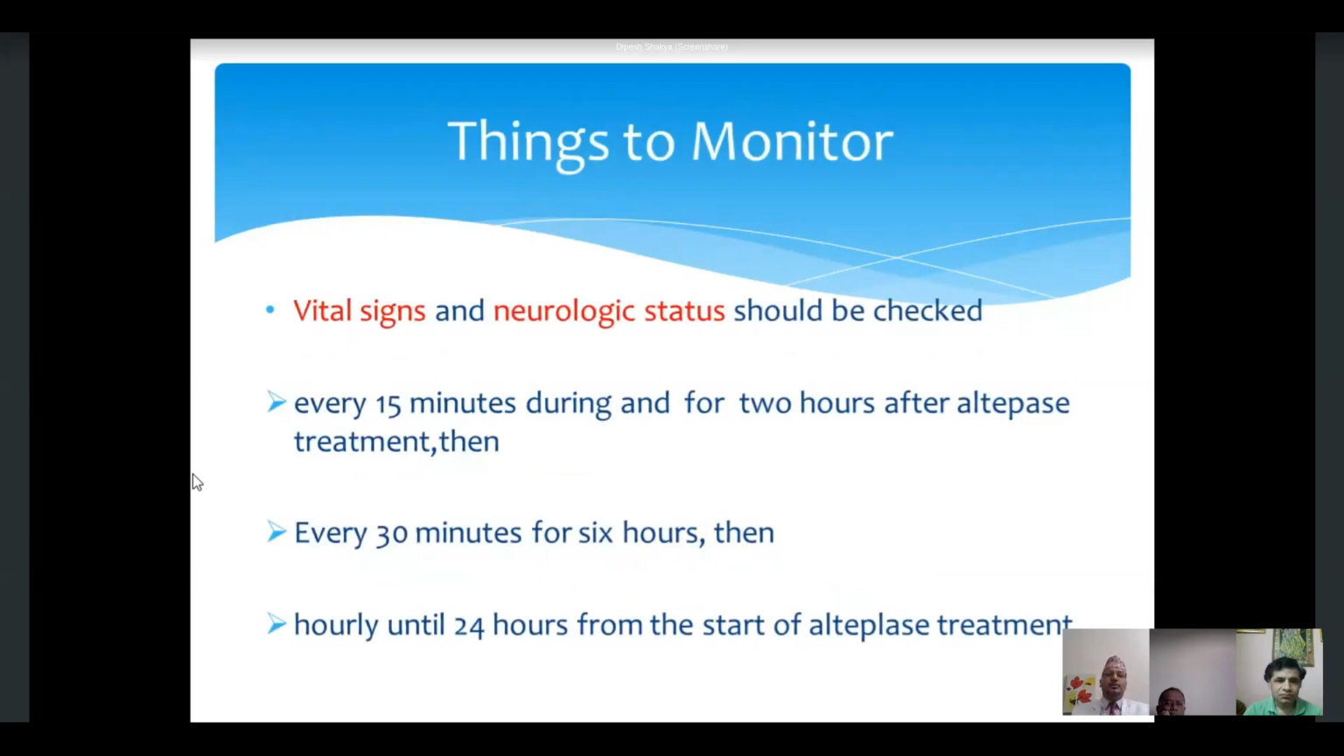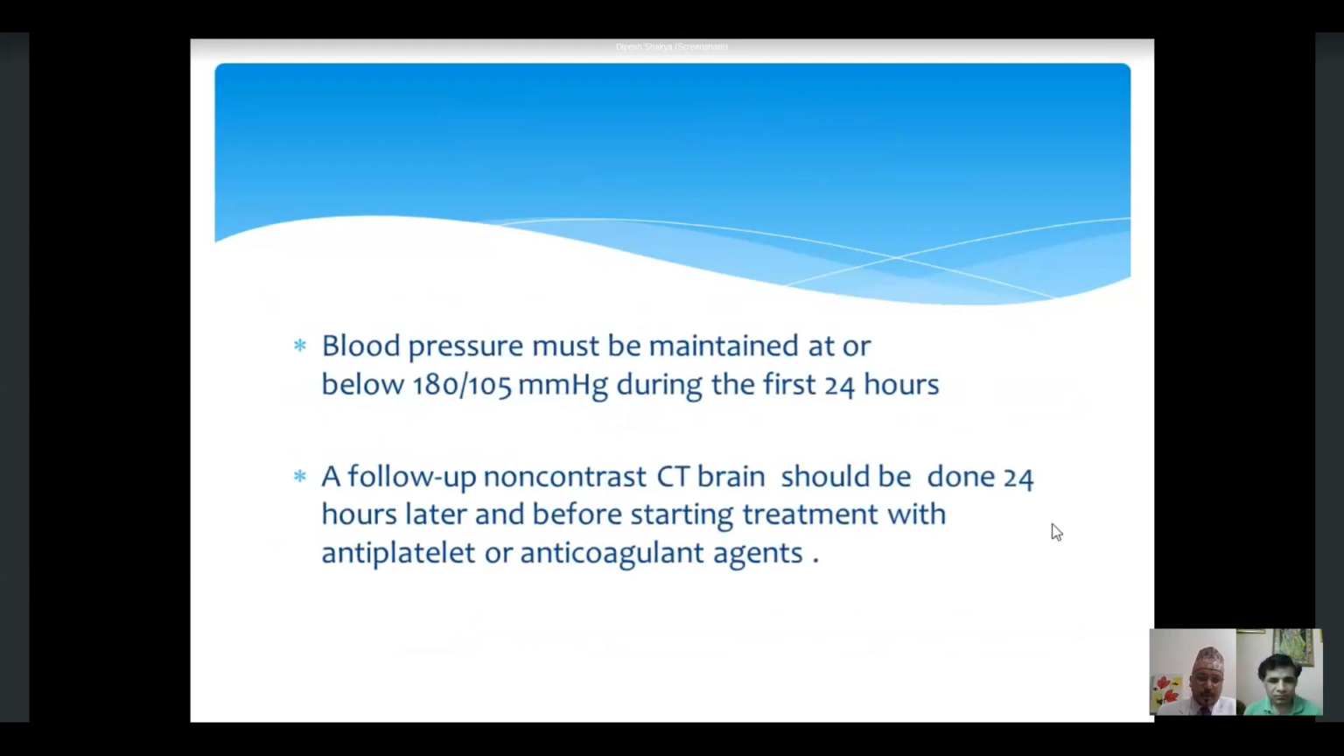What are the things you should monitor during and after the thrombolytic therapy? Vital signs such as BP, temperature, pulse, respiratory rate, and neurological status: NIHSS score, pupils, GCS, motor handgrip, sensory findings, all should be checked every 15 minutes during and for 2 hours after the tPA treatment, then every 30 minutes for 6 hours, then hourly for 24 hours from the start of the tPA treatment. So these are the things to be monitored.